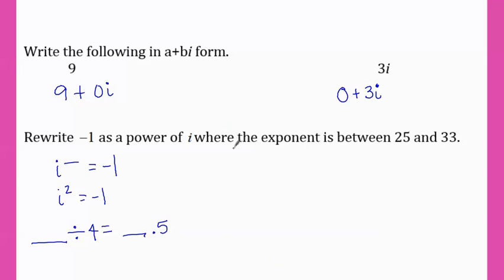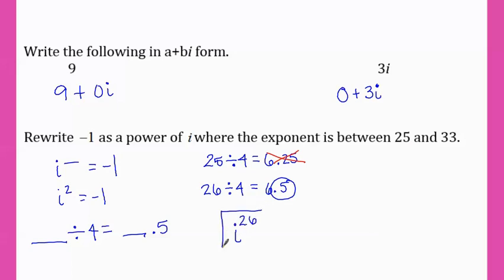So let's start with 25 because that's the beginning. 25 divided by 4 would give us 6.25. Well, we're looking for 0.5, so it can't be that one. Let's try 26. 26 divided by 4 gives us 6.5. That is what we're looking for. So the exponent that we're looking for here would be i to the 26.